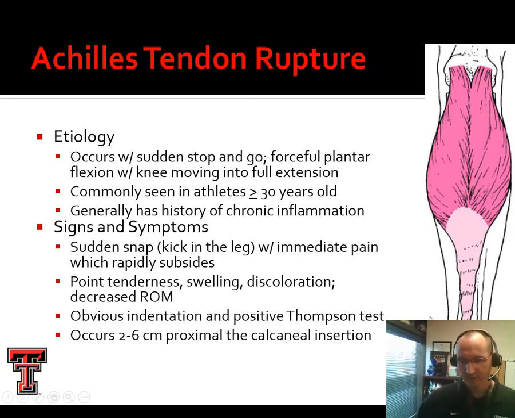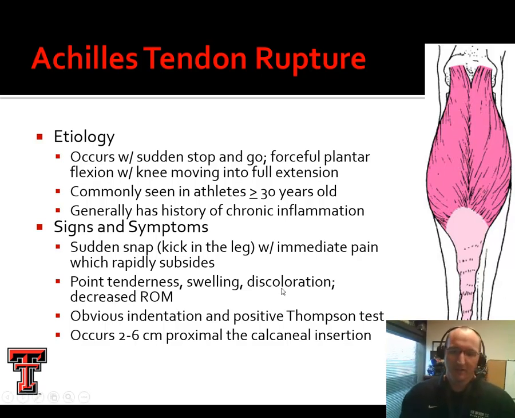Okay, in the case of an Achilles tendon rupture, something like this, we said they would have a positive Thompson test. Usually this occurs with a sudden stop and go, forceful plantar flexion with the knee moving into extension. We'll usually see these in older athletes, especially those who have had problems with Achilles tendon pain for some time. They'll usually tell you they thought they got kicked in the leg. They may even be angry because they thought somebody just ran up behind them and kicked them.